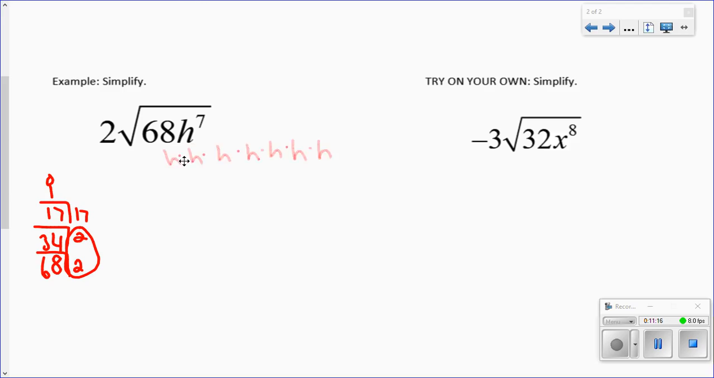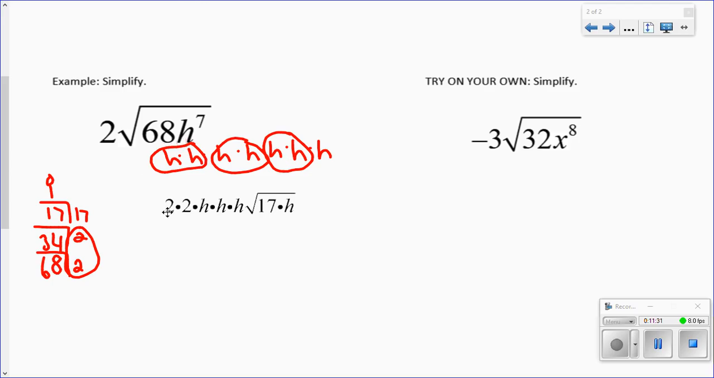Okay? Now for my H's, I wrote them out in expanded form. And again, I'm just looking for pairs. So here's a pair, here, here, and here. Remember, every time you get a pair, one of those numbers gets to go outside. So I have the 2 at the front that was already outside, the 2 that I found from a pair, and the 3 H's that I got from pairs. The 17 and the other H have to stay inside because they don't have a date.